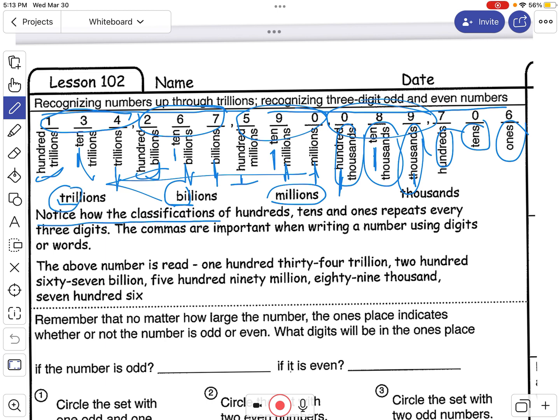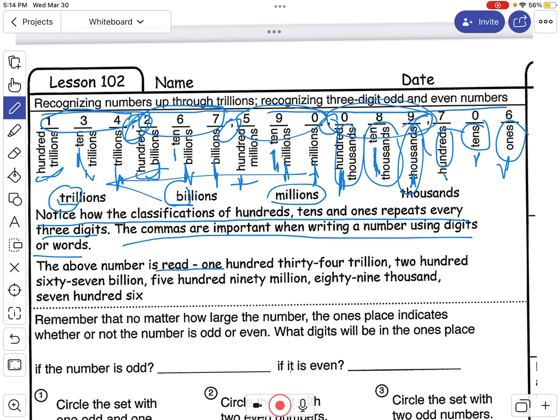Notice how the classifications of hundreds, tens, and ones repeats every 3 digits. So we've got ones, tens, hundreds. Then we have thousands, 10,000s, 100,000s. We have millions, 10 millions, 100 million, billions, 10 billions, 100 billions, trillions, 10 trillions, 100 trillions. The commas are important when writing a number using digits or words. We always put a comma between each period or every 3 digits. The above number is read like this.